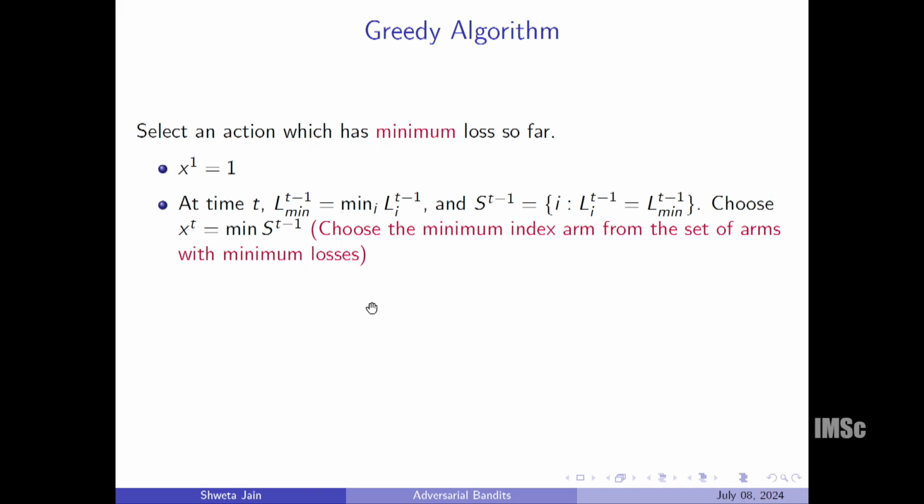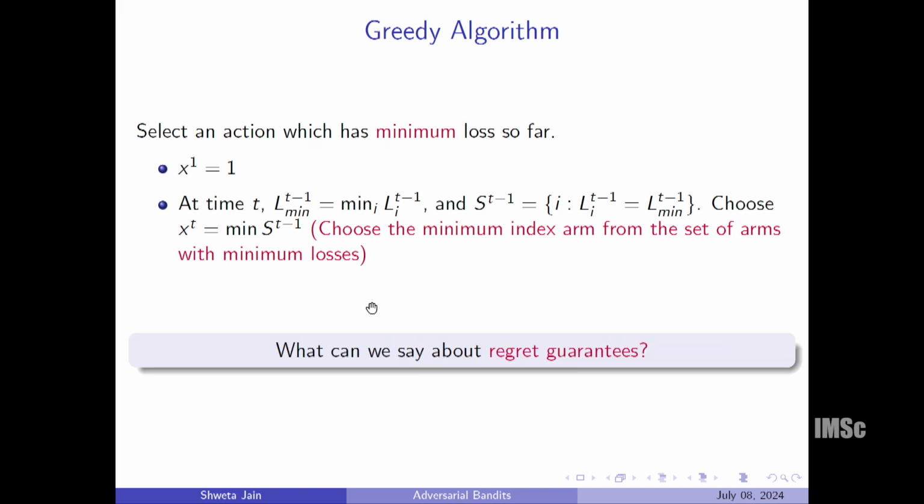Okay, so the algorithm is clear. It is basically what one of you suggested. It will choose the action i which has the minimum loss so far. If there are multiple arms with the minimum loss, then it will choose the arm which has the minimum index in that set. I am assuming there is an inherent indexing over the arms, so arms are numbered 1, 2, 3, 4, 5 and so on. Make sense? Good.